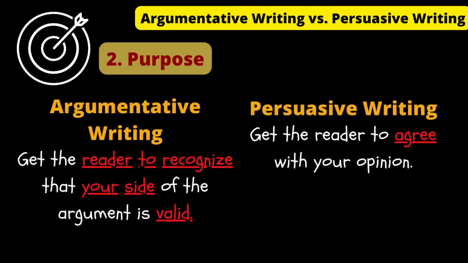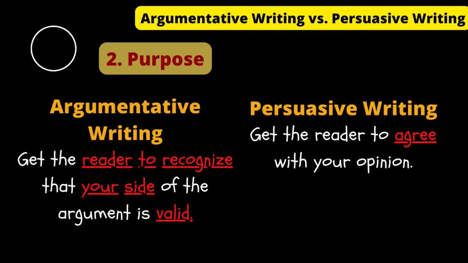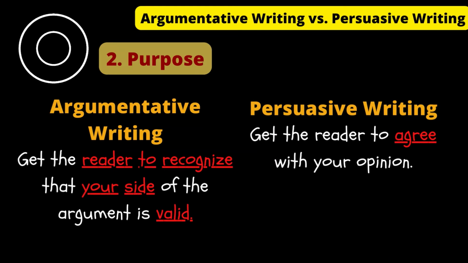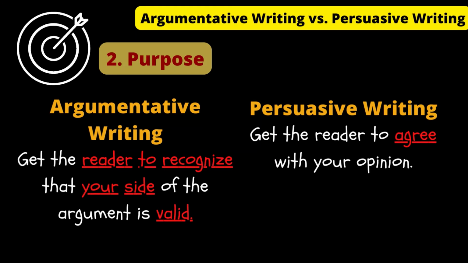The second one is in terms of purpose or goal. In argumentative writing, you want the readers to consider your ideas and at least believe that your ideas are worthy of listening to. Here, the readers may agree or disagree with you in the end. Meanwhile, in persuasive writing, your goal is to make the readers agree with you.